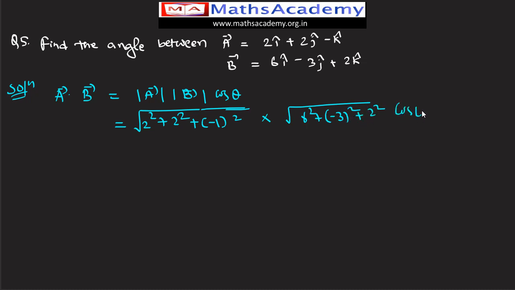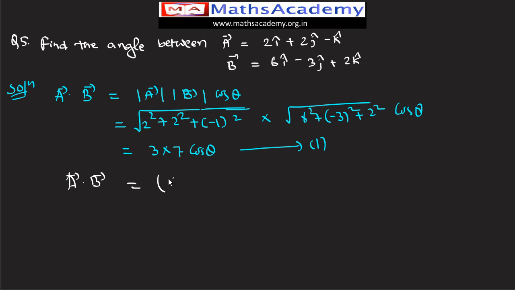Then we have cosine of angle theta between the vectors. So it is nothing but 3, this one is 7, then you have cos theta. This is one way in which we are able to calculate a dot b. Now we are going to calculate the same a dot b by using their property.